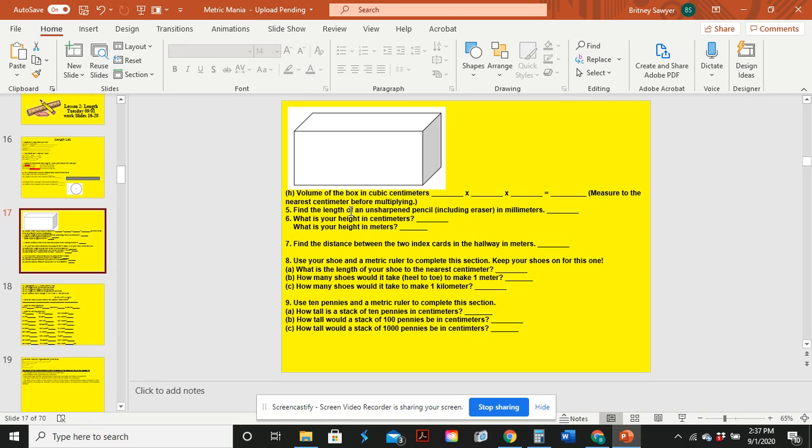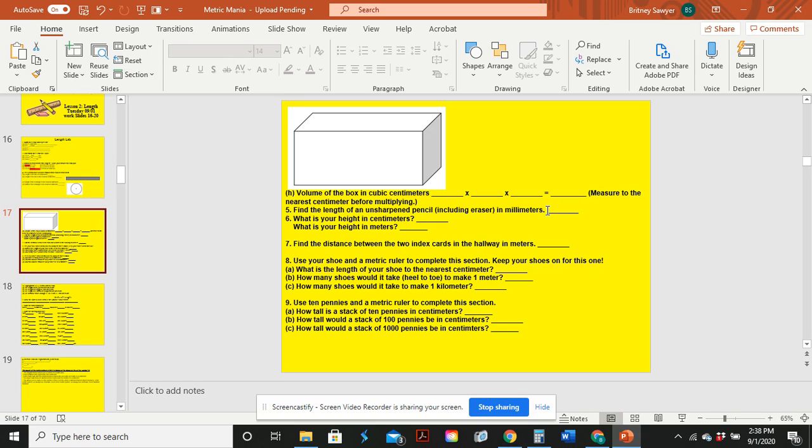So once you find the length of an unsharpened pencil, including an eraser, you're going to take and put it into millimeters. This is something that you can do at home. If you don't have an unsharpened pencil, you will be given a chance to do this during class time as well. Okay? A lot of these things, like I said, require measurements. So if you don't have a way to measure it at home, you need to make me aware of that.